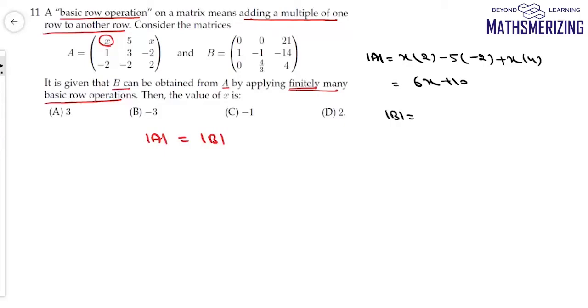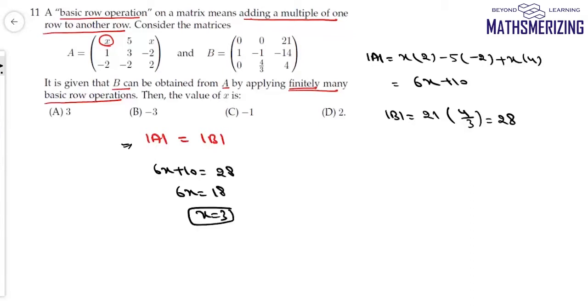What is determinant of B? Determinant of B is 21 into 4 by 3, and that is 28. So I'll put the values of determinant A and determinant B. Determinant A is simply 6x plus 10 and determinant of B is 28. So 6x equals 18. So the value of x is simply 3. So the answer to this question is 3, which is option number A.